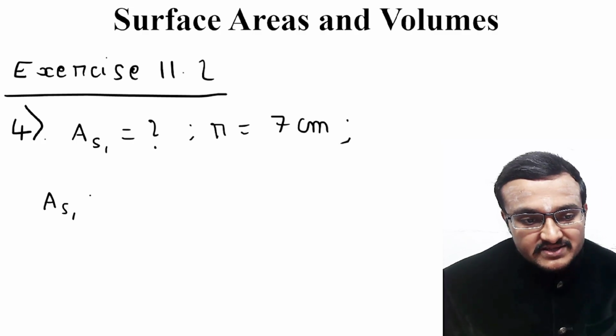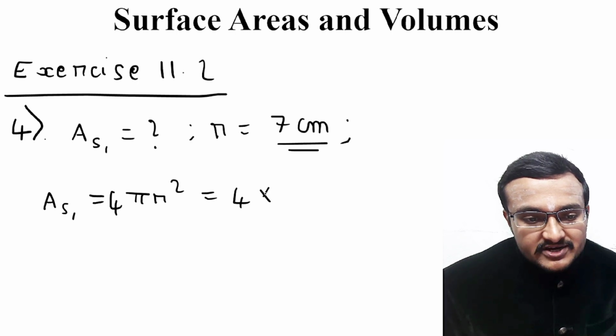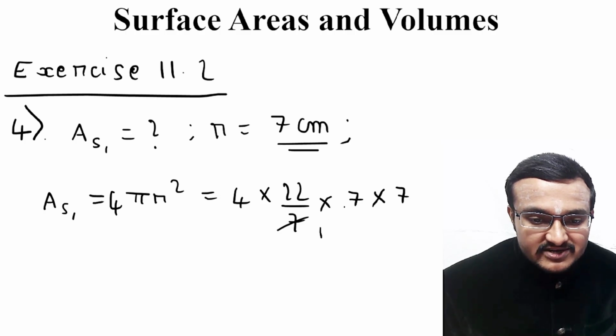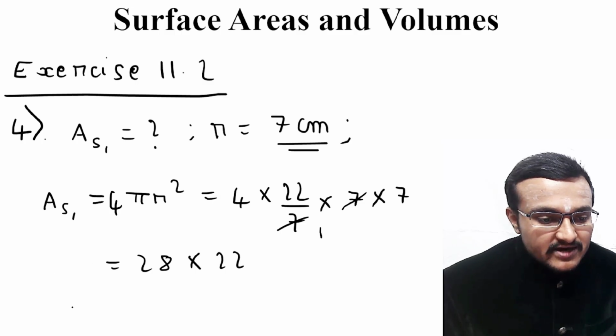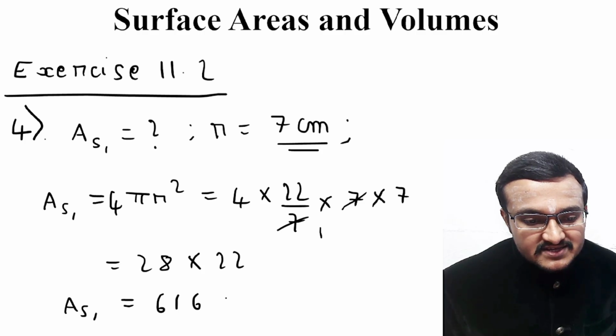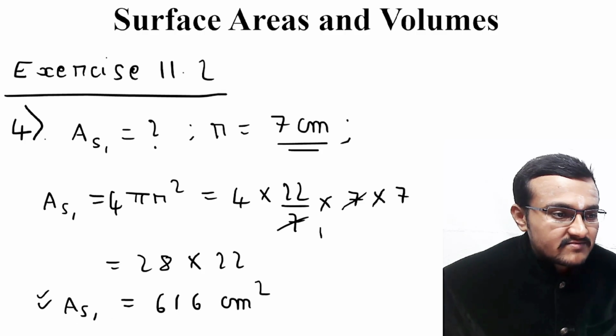Initially it had a radius of 7 centimeter, and the area of the first sphere, when the radius was equal to 7 centimeter, is 4 pi r square. So 4 into 22 by 7 into radius 7 square, so 7 into 7. Here 7 and 7 get cancelled with each other. So 7 fours are 28 into 22. So 28 into 22 will be 616 centimeter square. So this is the first area of the balloon.